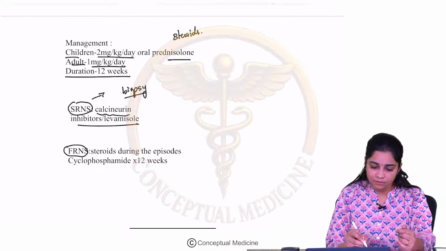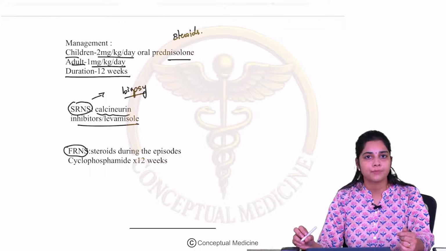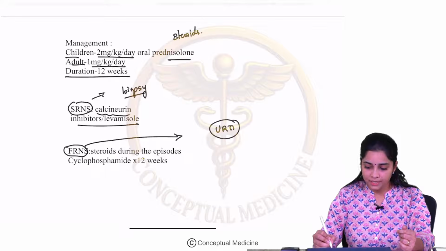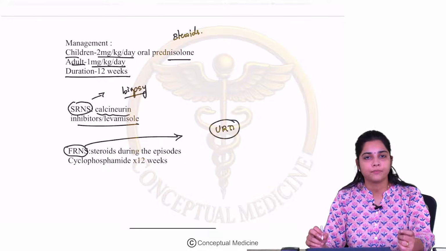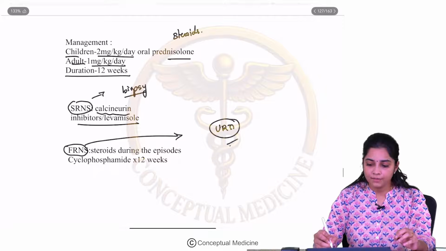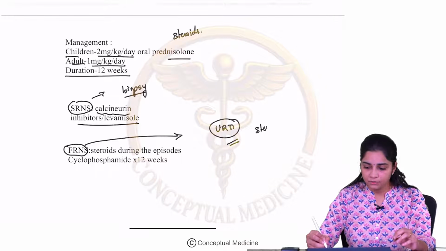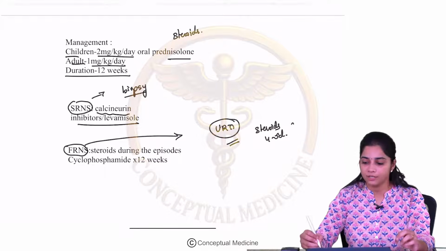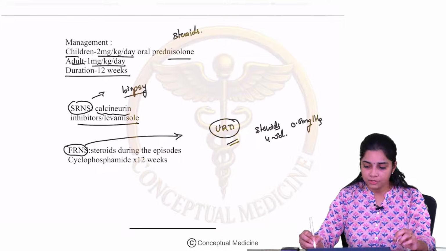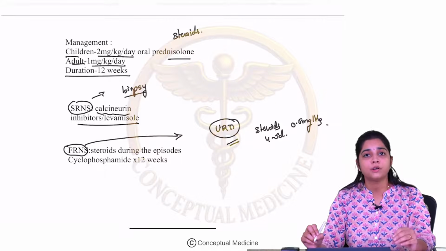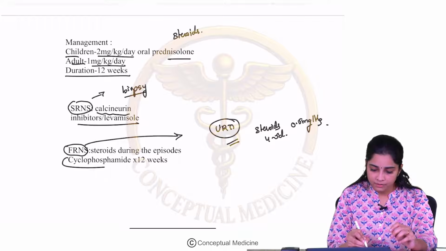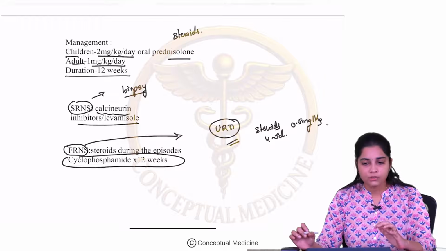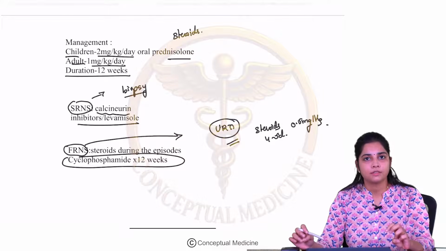Now what happens to your FRNS, or frequently relapsing nephrotic syndrome? Most of the time the FRNS is precipitated by an upper respiratory tract infection. So it is suggested that in children, every time they have an upper respiratory tract infection, you give them steroids for about the 4 to 5 days of the infection at a dose of 0.5 mg per kg. Fine. The second line management will be with cyclophosphamide, given for 12 weeks. So this is about minimal change disease.